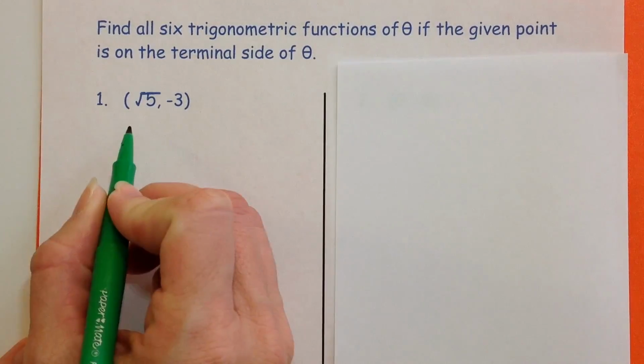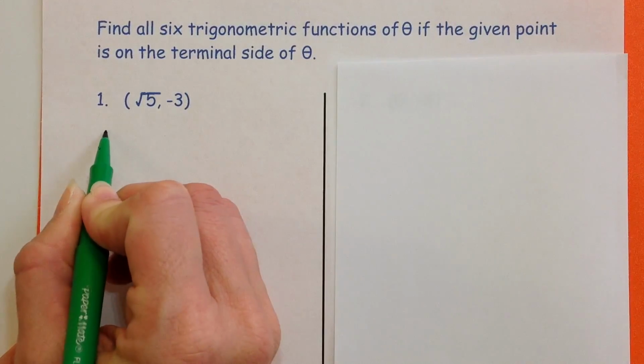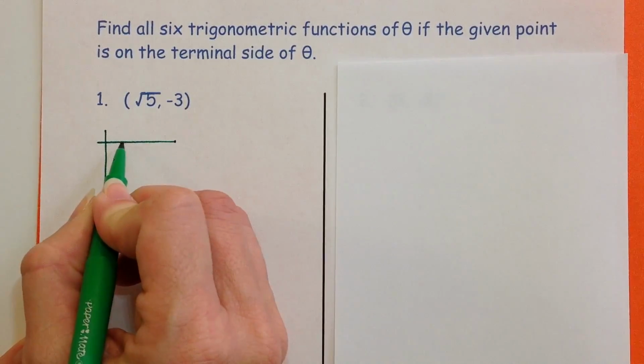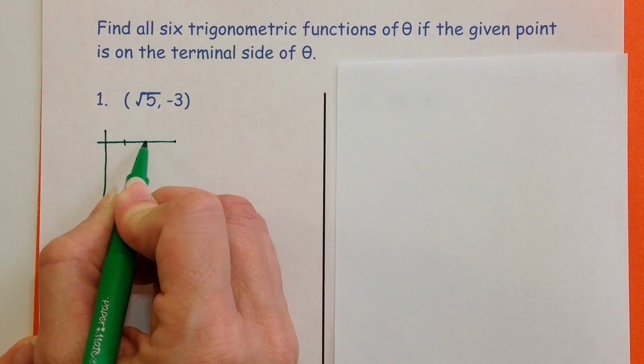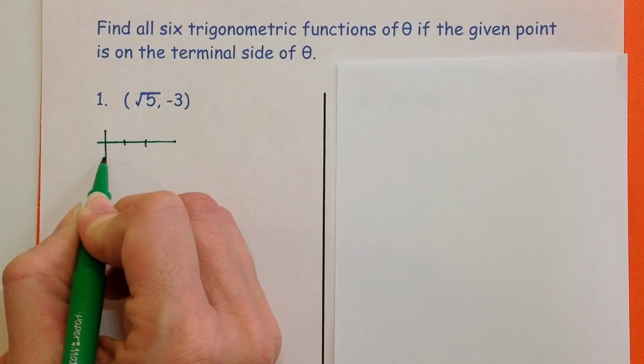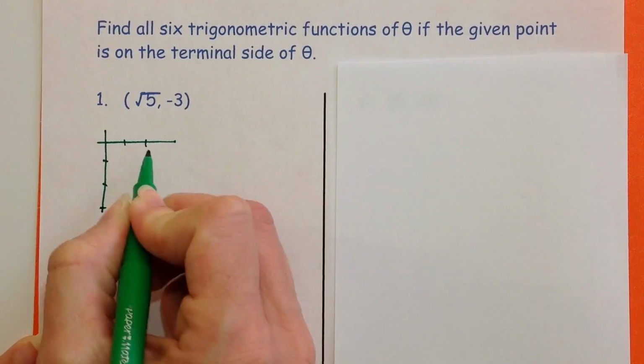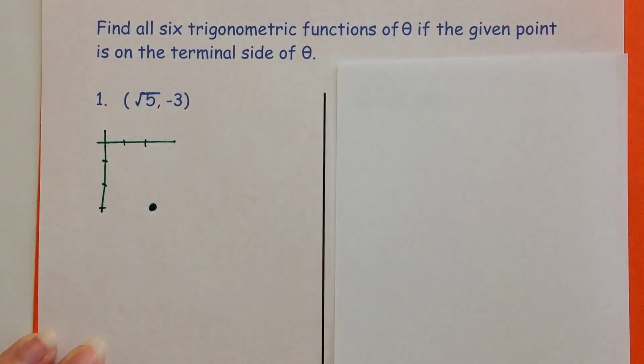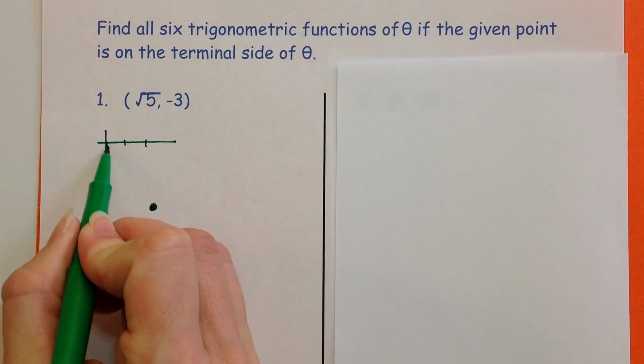All right, so like I said, just drawing this off, we know it's going to be in the 4th quadrant. So if I went about 2.2, and then we got to go down 3, my point will be somewhere in this region here. Like I said, we don't have to be real exact with this. All right, so this point's on the terminal side.